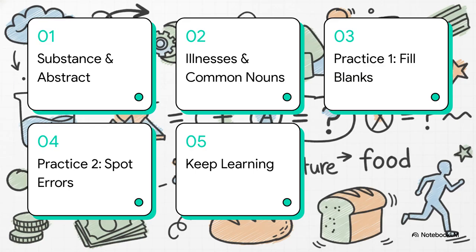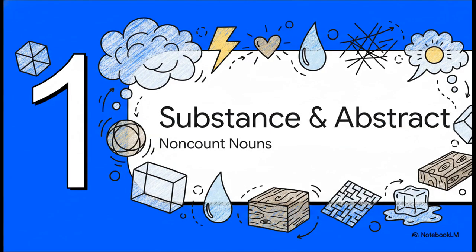Here's our roadmap. First, substance and abstract nouns, then illnesses and common nouns. After that, we'll do some fill-in-the-blanks practice, move on to spot the error practice, and finally, wrap up with how to subscribe and keep learning. Let's kick things off with Section 1, Substance and Abstract Nouns.